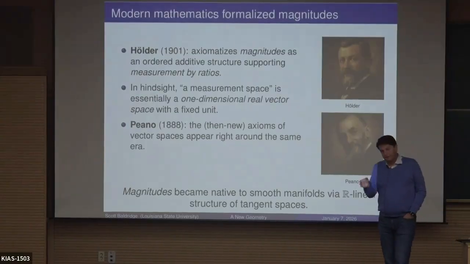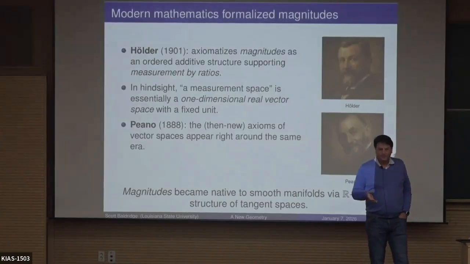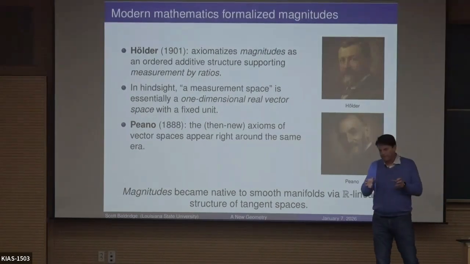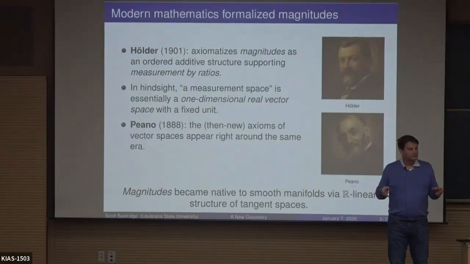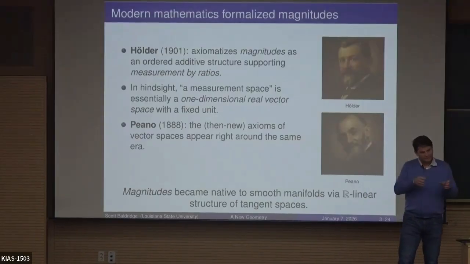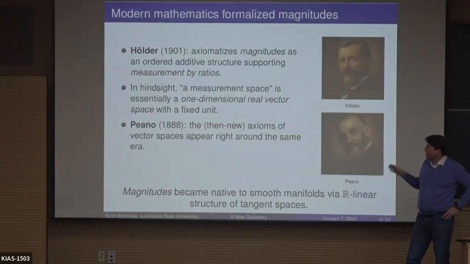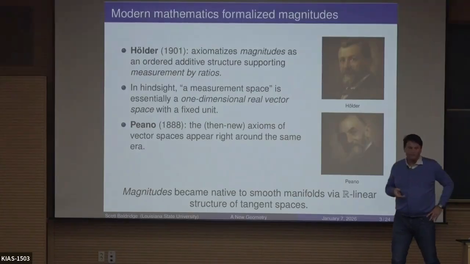Now, that didn't come out of nowhere. We're talking at this time about Dedekind cuts and things like that, in the same time period. But that didn't come from there either. It originally comes from Newton. Newton talked about defining numbers as basically ratios between different lengths. You pick a unit, and then you know what 1, 2, 3, 4, and so on are. So in hindsight, he talks about a measurement space, which is really a one-dimensional real vector space with a fixed unit.